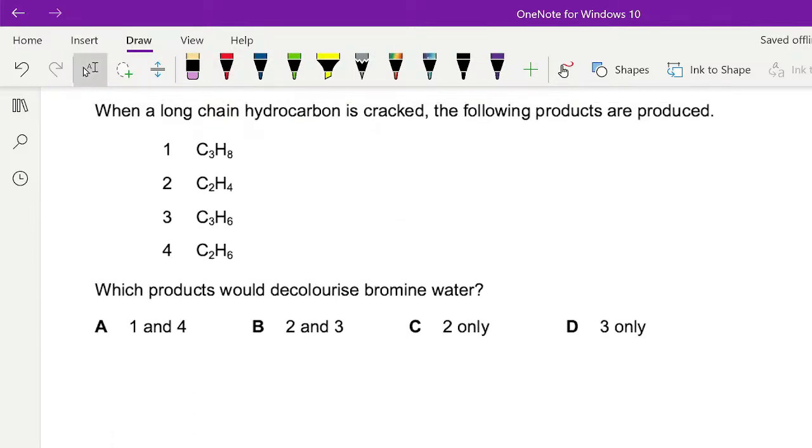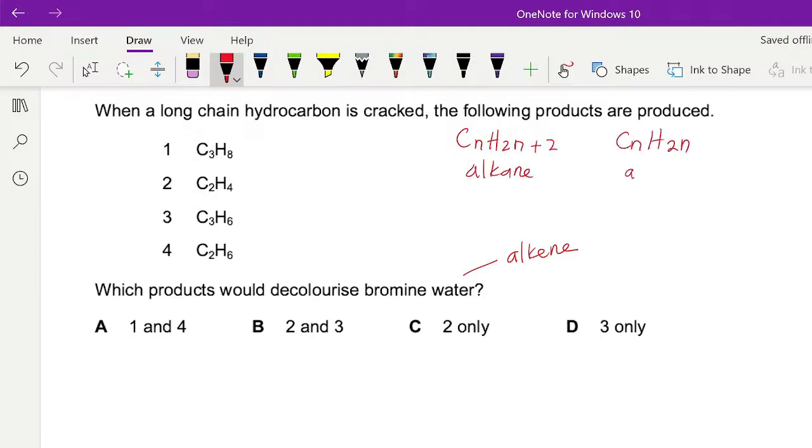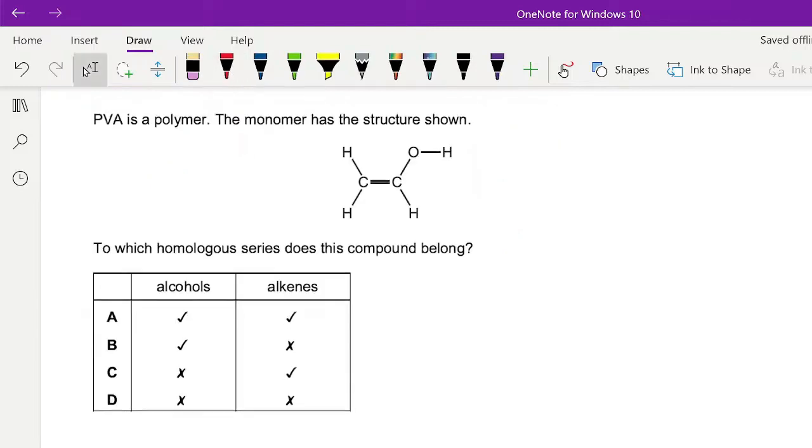When a long chain hydrocarbon is cracked, the following products are formed. Which product will decolorize bromine water? This is the alkene or alkyne. So it's unsaturated. So we have to find out if it's CnH2n+2, which is alkane, which will not decolorize, or CnH2n, which will decolorize. So not this, 2 and 3 will decolorize. B is the answer.